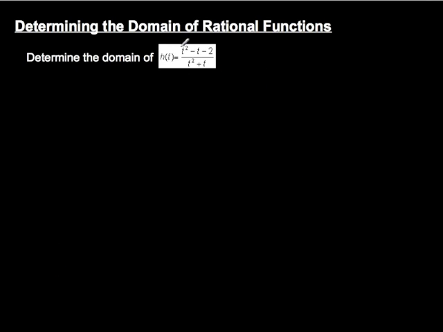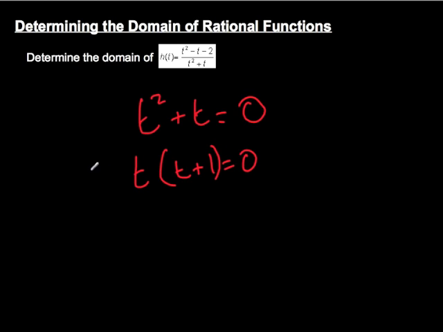Now if we get something that looks like this, it's the same setup. We just look for where the denominator equals 0. So t squared plus t equals 0. This time I need to factor. If I pull out the greatest common factor of t, I'm left with t times t plus 1 equals 0. So then I set each of those factors equal to 0: t equals 0 and t plus 1 equals 0. So here I get answers of t equals 0 and t equals negative 1.